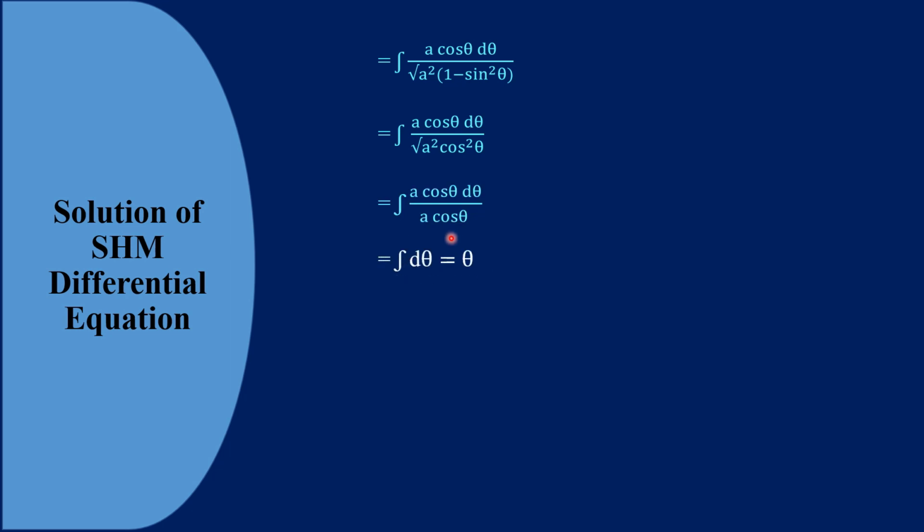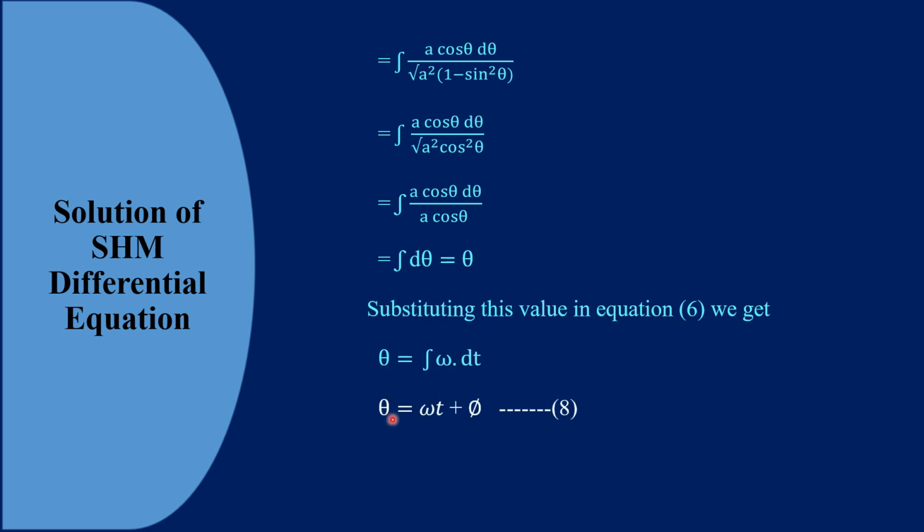So this is the left hand side value, and now substituting this value in equation 6, we get on the left side theta and on the right side integral omega dt. So here omega is constant, so integral dt means t. So theta is equal to omega t plus phi. Here phi means it is an integral constant, and also it gives the phase of the oscillating body.